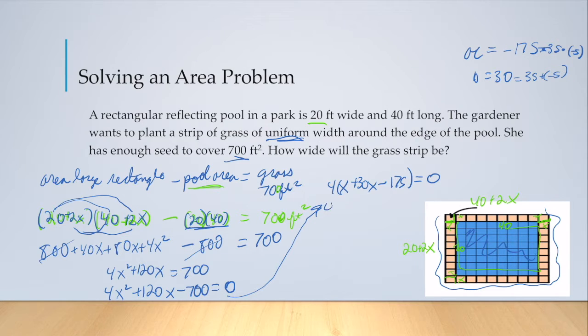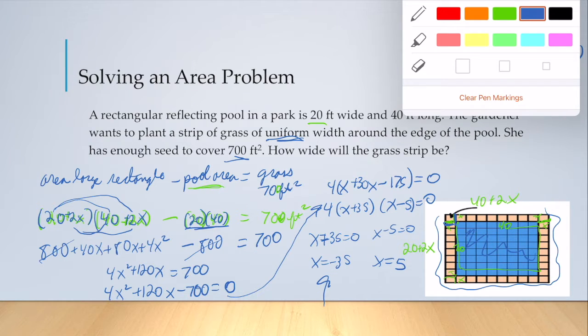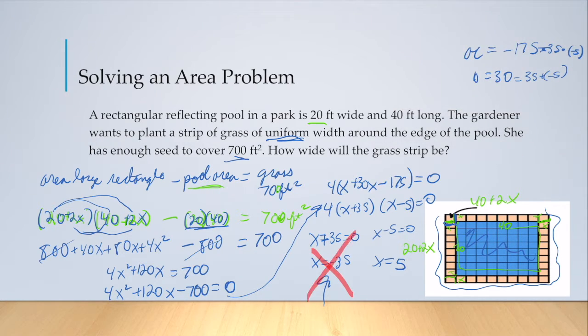So this is going to factor to 4 times x plus 35 times x minus 5 equals 0. So I have x plus 35 equals 0, and x minus 5 equals 0. So I have x is negative 35, and x is a positive 5. But wait, x is a measure of distance. Can I have measures of distance that are negative? No, I cannot. So our final and correct answer is x equals 5. How wide will the grass strip be? It'll be 5 feet.